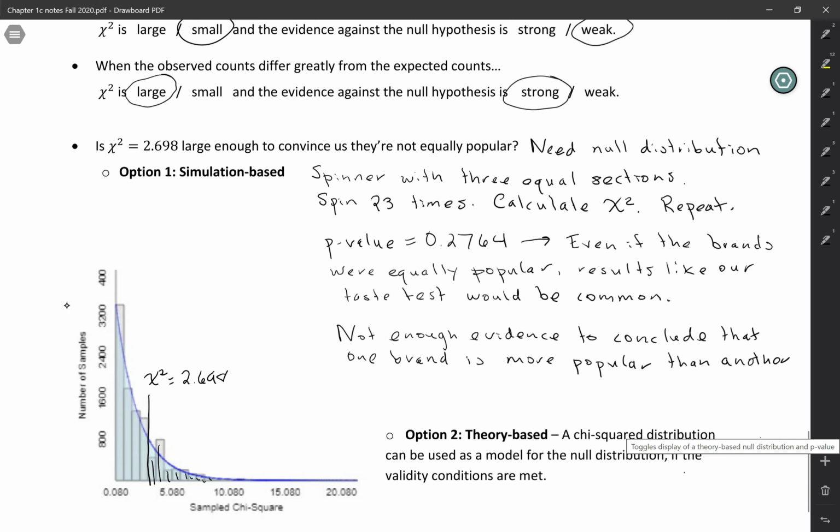So that's the simulation-based test. So the simulation is designed a little bit different than what we're used to because it has 3 sections instead of 2. And the statistic we're using is different. We're using chi-squared, not a sample proportion. But hopefully you can see how the general process is the same. And luckily, we're going to see this general process a million times throughout the semester. Okay, so that's one option for how to model the null distribution.